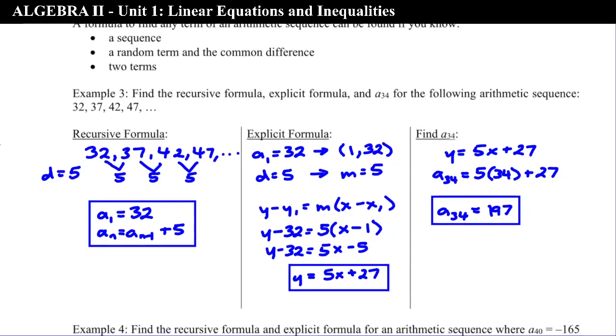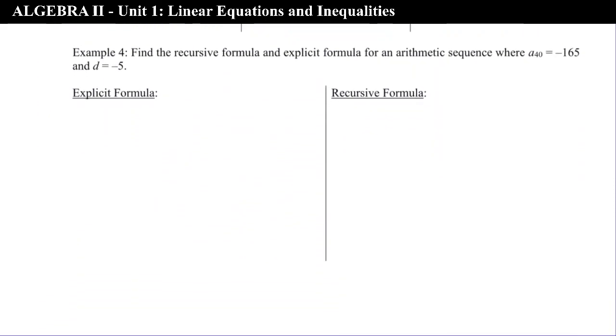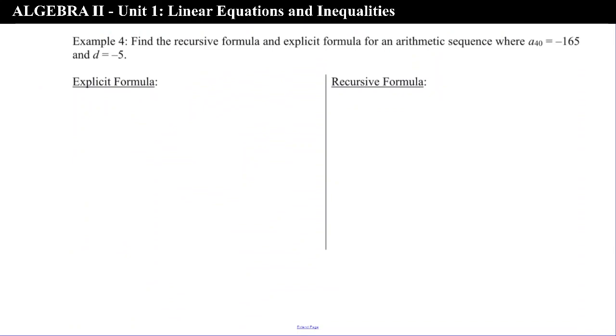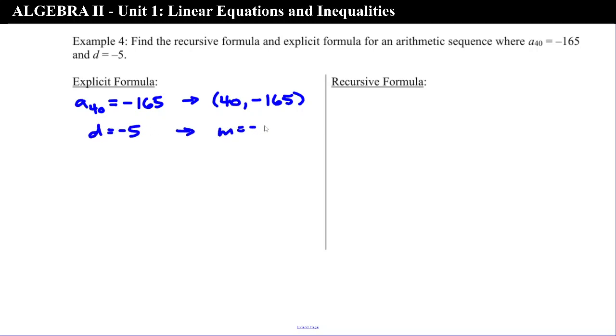Now let's move on to when we're given a random term and the common difference. Well, in some ways, this is actually a little bit easier problem to do. Because we are given the common difference up front, we can go ahead and take our term and our common difference and find the explicit formula. So we know that a sub 40 equals negative 165. What that tells us is we have a point that is x equals 40 and y equals negative 165. All right, our common difference being negative 5 tells us our slope is negative 5.